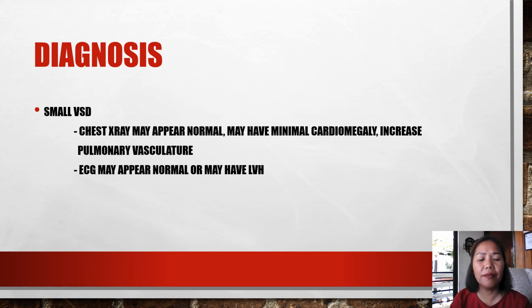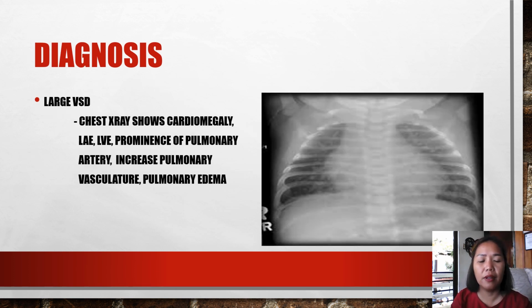On chest X-ray, those with small VSDs may appear normal, may have minimal cardiomegaly, or increased pulmonary vasculature. The ECG may also appear normal or may have left ventricular hypertrophy. Those with large VSDs have X-rays showing cardiomegaly, left atrial enlargement, left ventricular enlargement, prominence of the pulmonary artery, increased pulmonary vasculature, or presence of pulmonary edema.